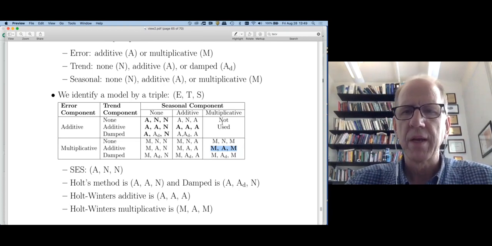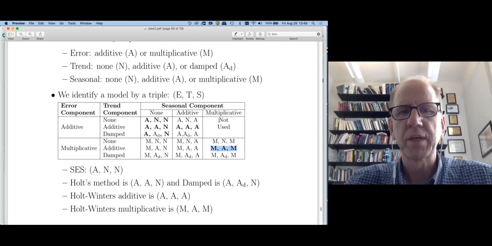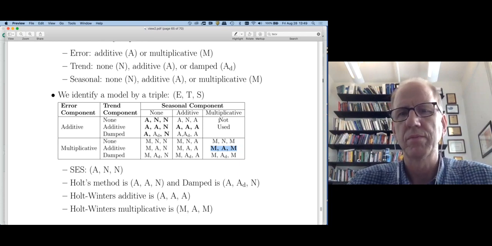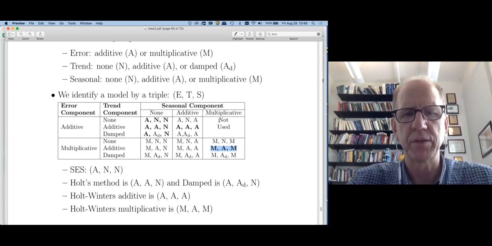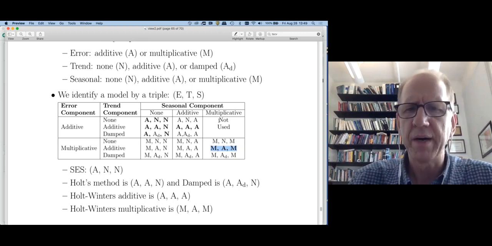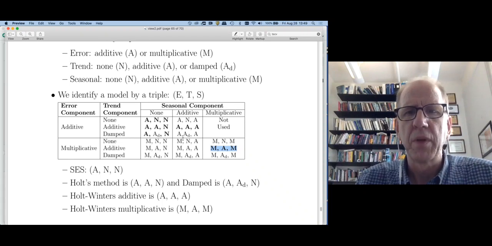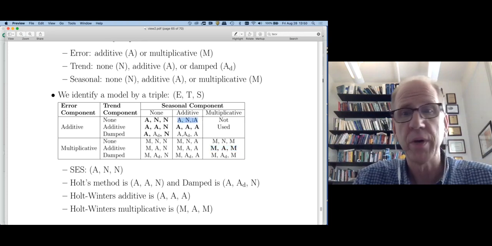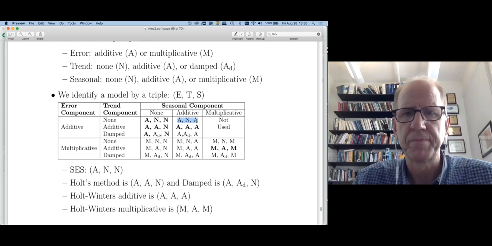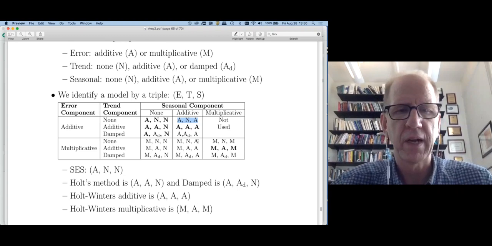I'll just mention that the models in the upper right, where we have a multiplicative trend component, don't get used. So instead of 18, we really have 15 models. There are a lot of other models out there that ETS will allow us to consider. So for example, we could have an additive error without a trend, but with a seasonal component. Likewise, we could have a number of other combinations.